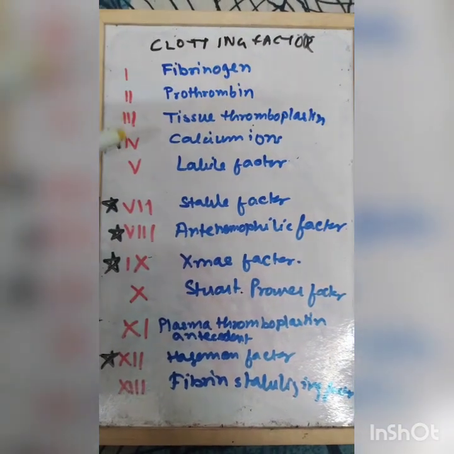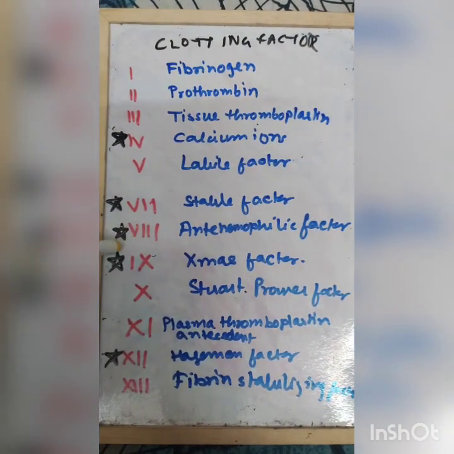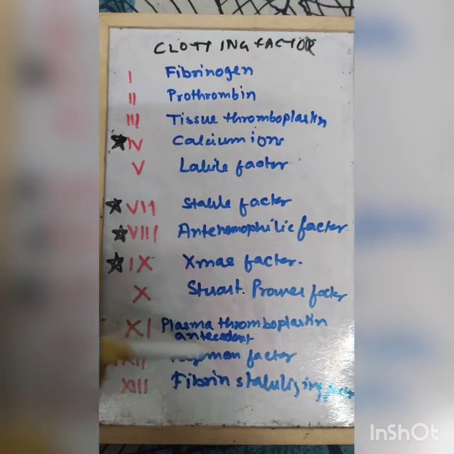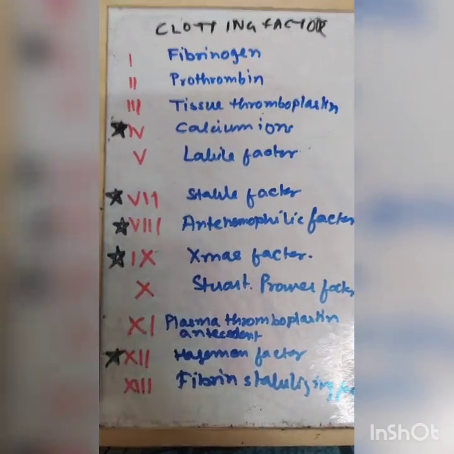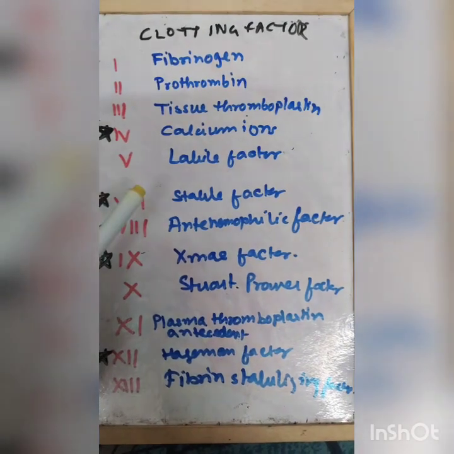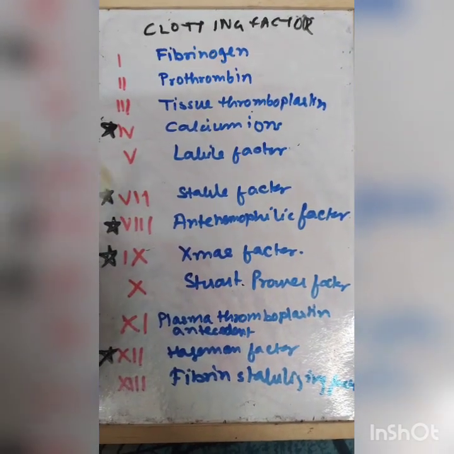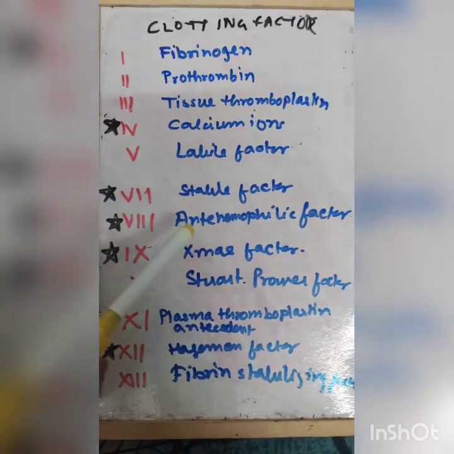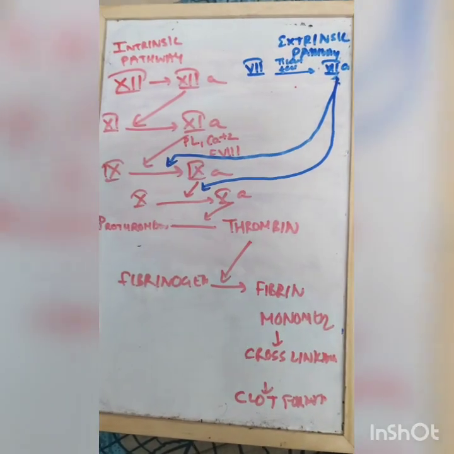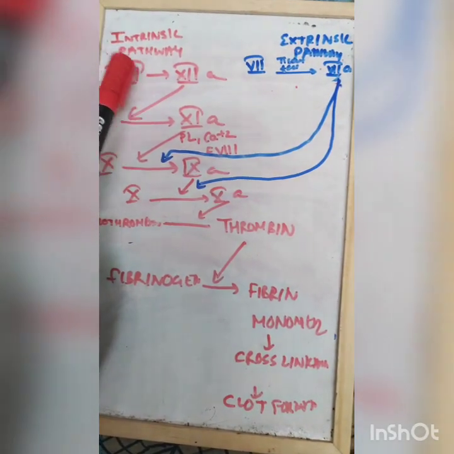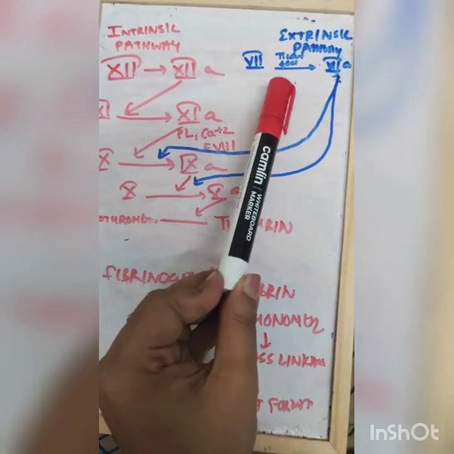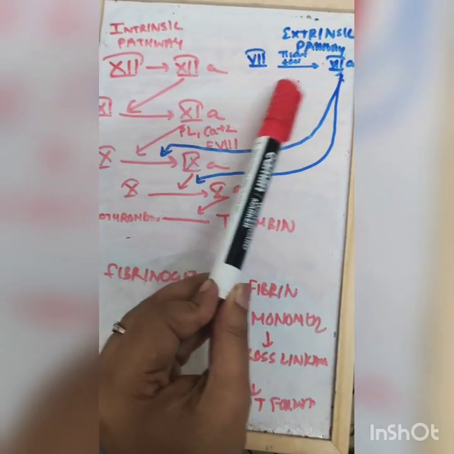Factor 4, factor 7, factor 8, factor 9 and factor 12, the names of these factors are very important from your exam point of view, because they play a very important role in the coagulation pathway, plus this can also come as MCQs. So the intrinsic pathway gets activated inside the blood vessel, and the extrinsic pathway gets activated outside the blood vessels because of tissue injury.